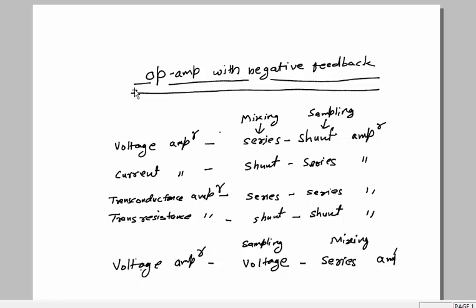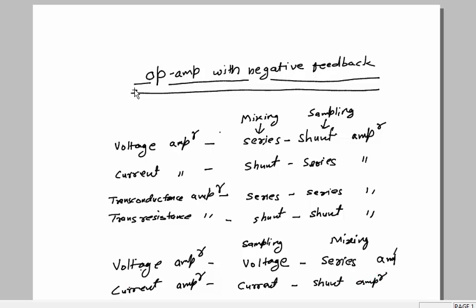Similarly, if I have to write current amplifier, how will we write? Current amplifier means what will be sampled? Current. What will be mixed? Again current. How to mix the current? By using shunt connection. So this name will be current shunt amplifier.